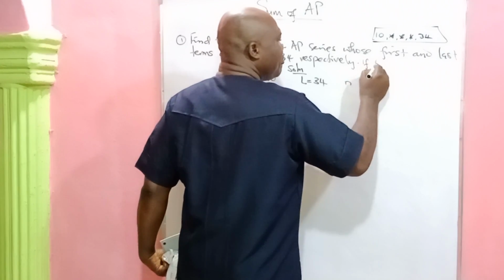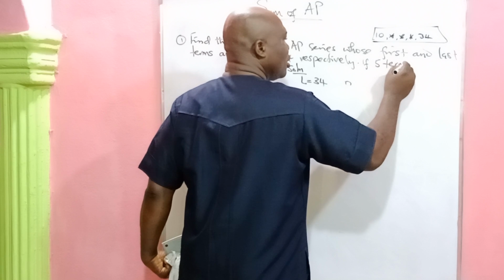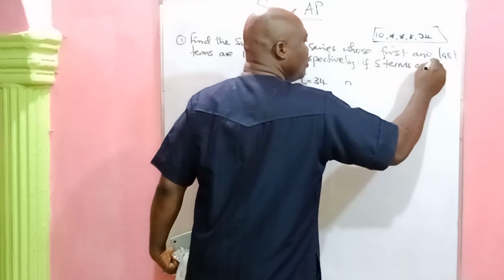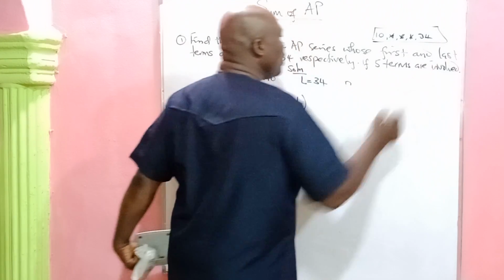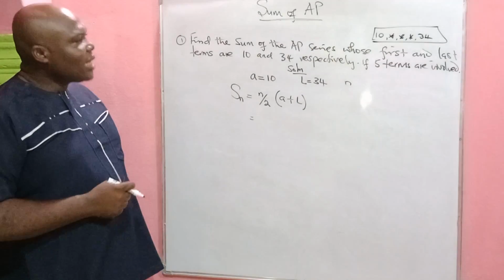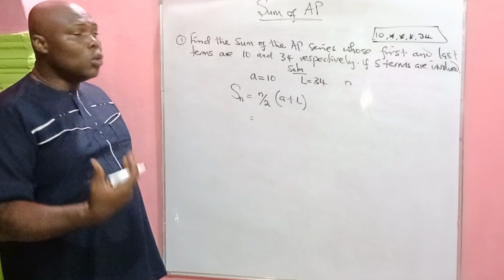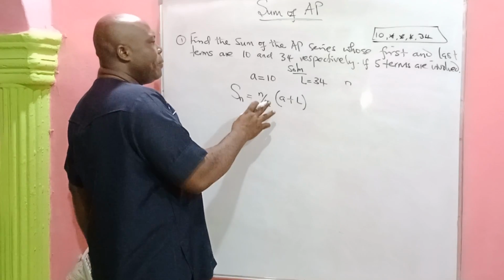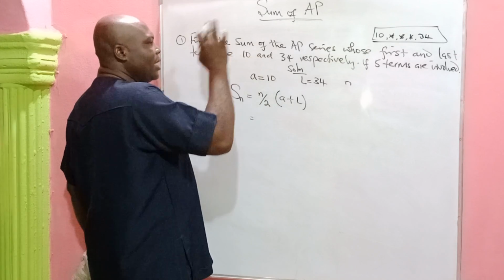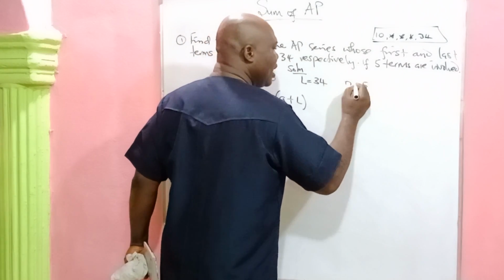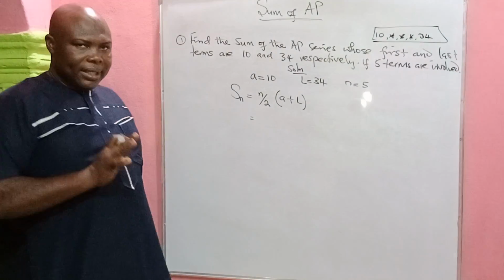If 5 terms are involved, in a situation like this where you're given the first and the last terms, they will tell you the number of terms involved, because without it you won't know. So the AP series: the first term is 10, the last term is 34, and the number of terms in the AP is 5. There are 5 terms in the AP.